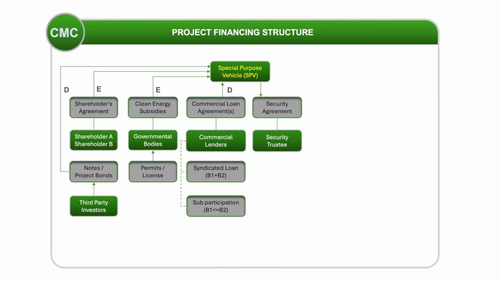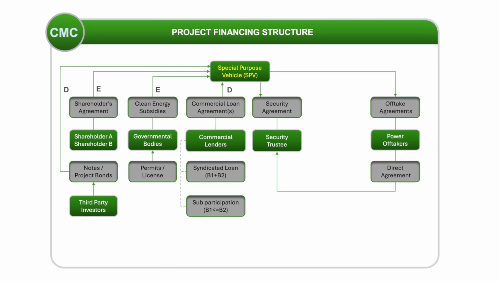A security trustee is typically appointed in debt financing structures and is a party engaged to hold security interests on trust for one or more creditors. The offtake agreements play a very important part, especially in a non-recourse or limited recourse financial structure. For power projects, this can be the power purchase agreements which need to be in place prior to the final investment decision and financial close.